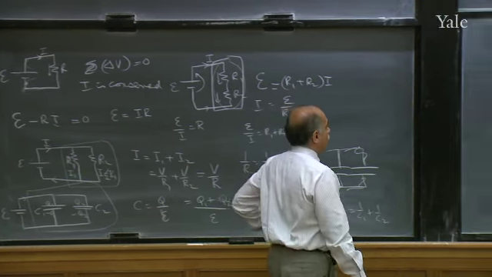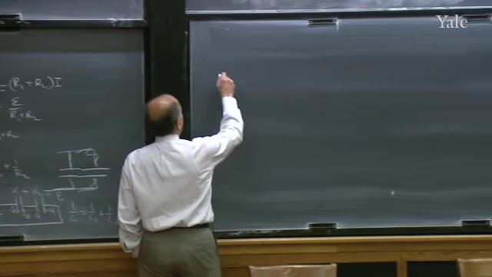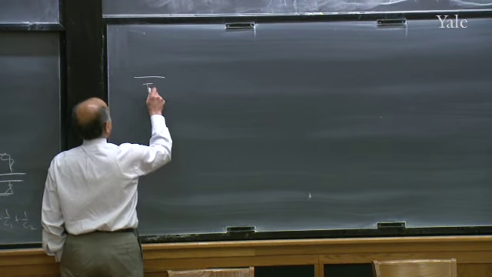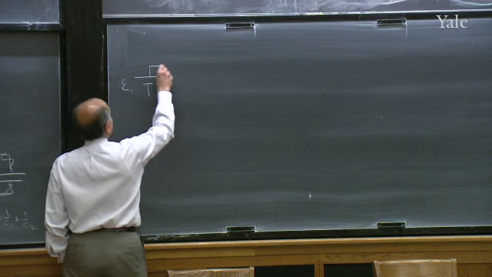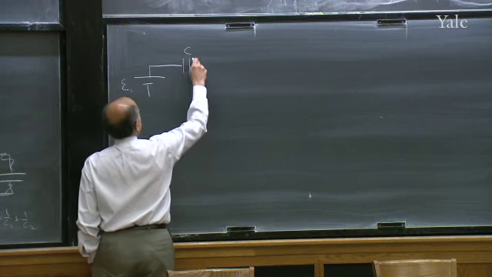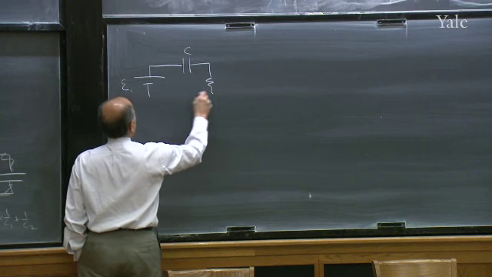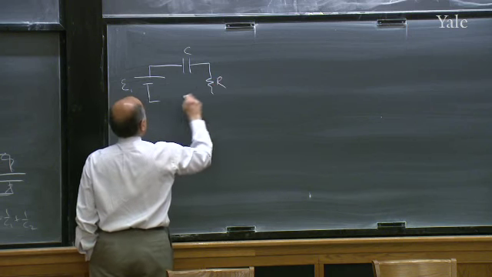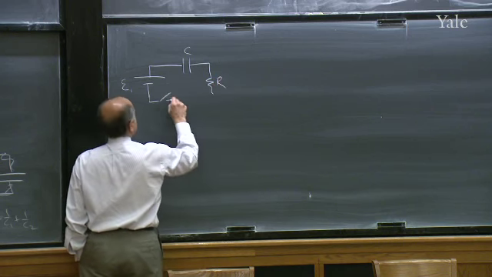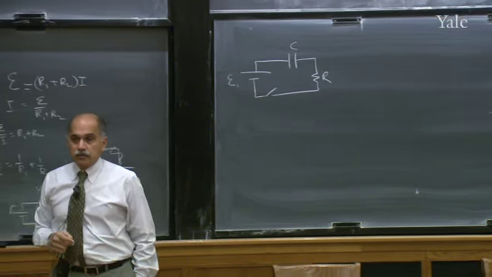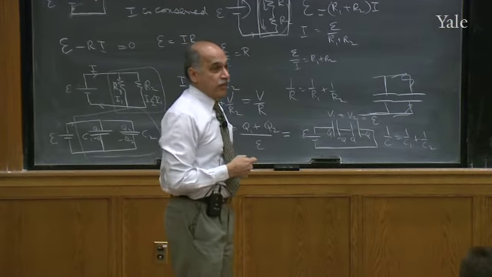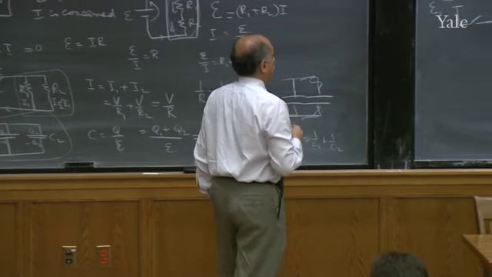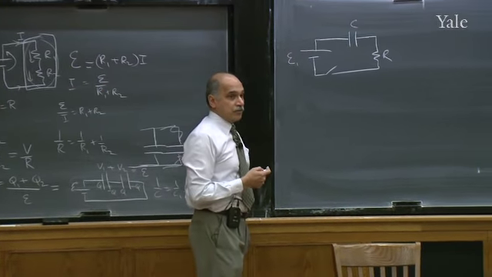All right, so now I want to do one slightly more interesting problem. It looks like this. You have a voltage E here. Then you have a capacitor C and a resistor R, and there's a little switch which we will close at some point. So we want to know what will happen here. Initially, you are told the capacitor is empty. There's no charge on it.